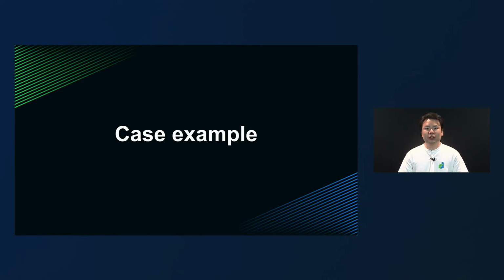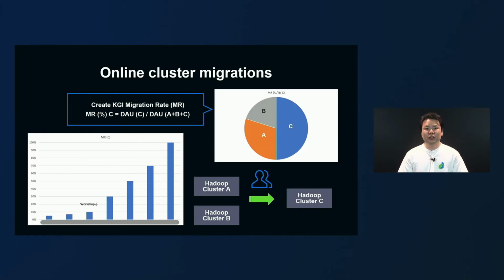Now, I am going to introduce you to one case example of how we utilize these values. This is an example of an internal infrastructure project for online cluster migration. This was an online migration project to migrate Hadoop clusters A and B to Hadoop cluster C. In the pie chart on the top right, we conceptualized the goal of this project by combining the different DAUs and creating a new KGI, which we tracked as a whole project.